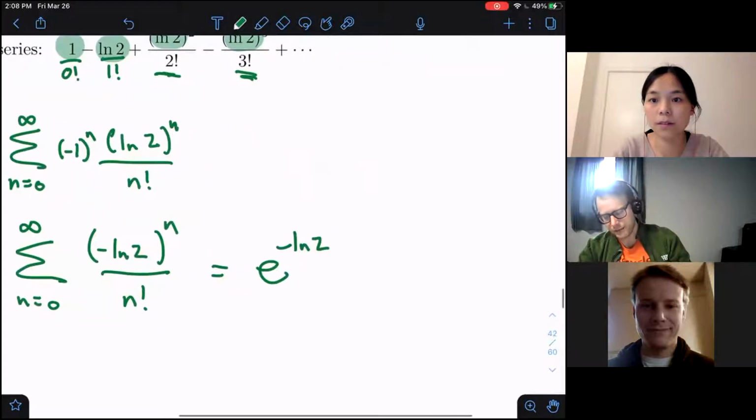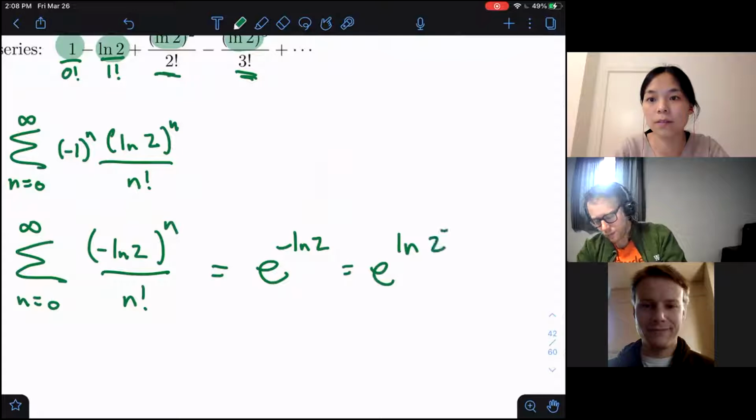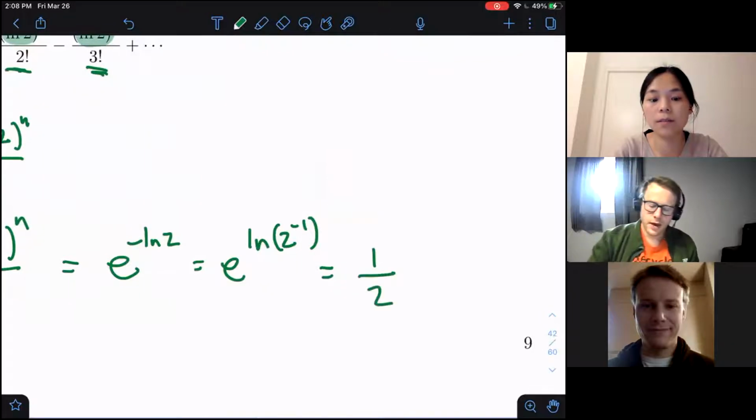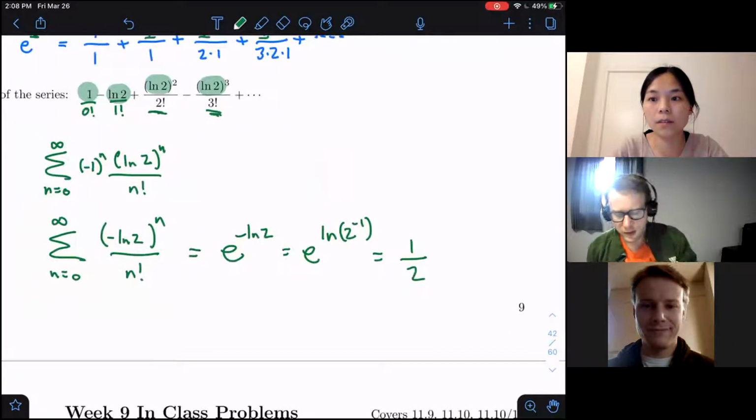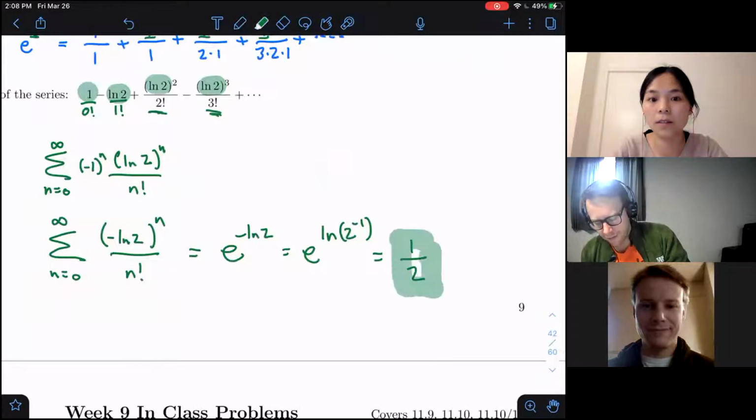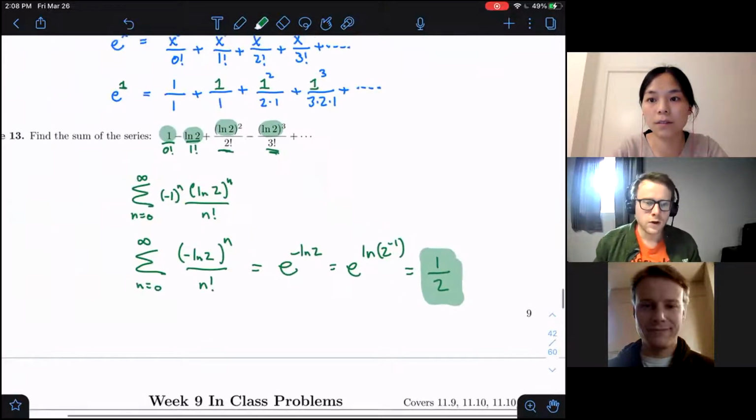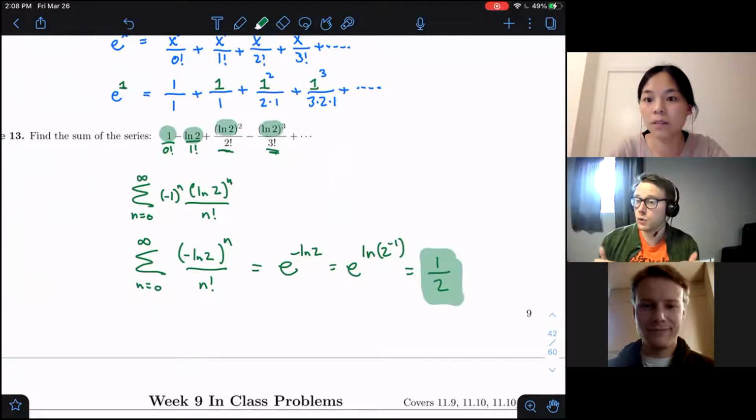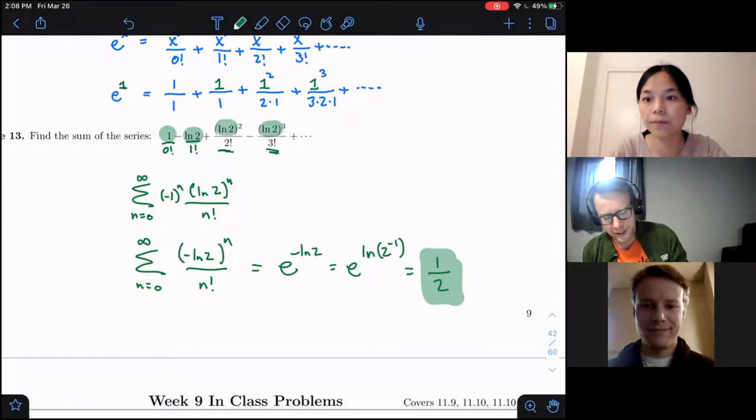And of course, this can be simplified down if you'd like. The way that you would do that is by using the power rule. Then the e's and the natural logs would cancel. And you'd get 2 to the negative 1st power, which is the same thing as 1/2. So it turns out that this series right here, first of all, it converges, and better yet, it converges to 1/2, right? We found the sum of the series.